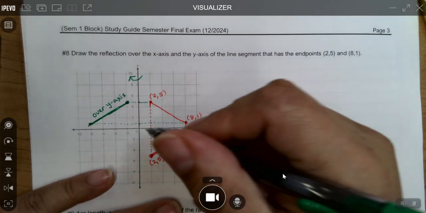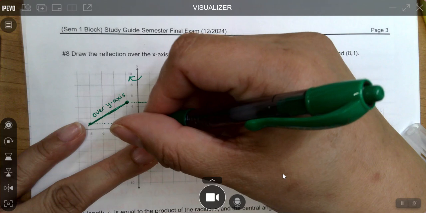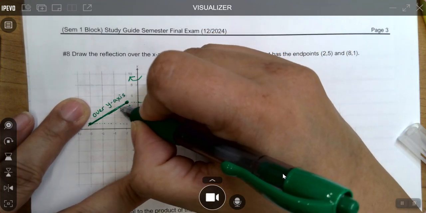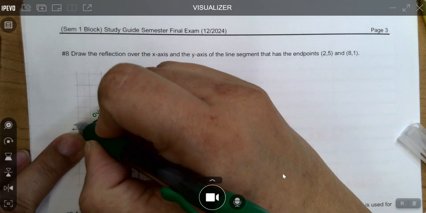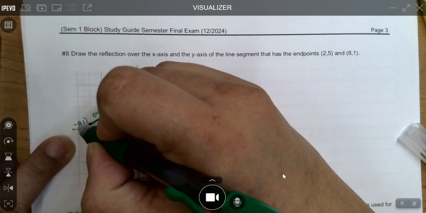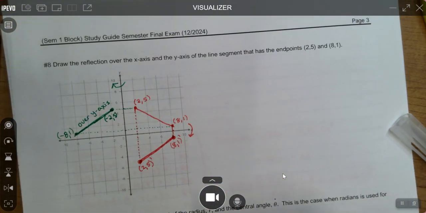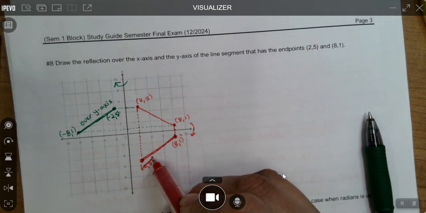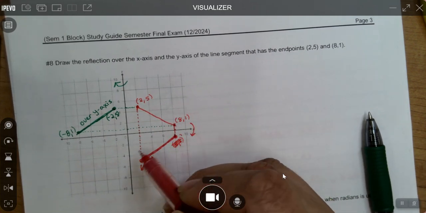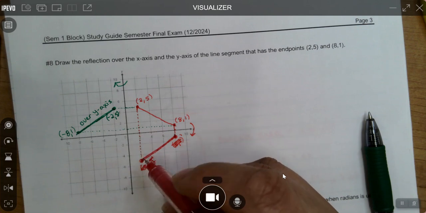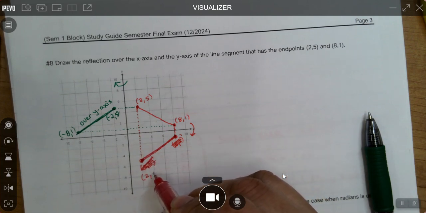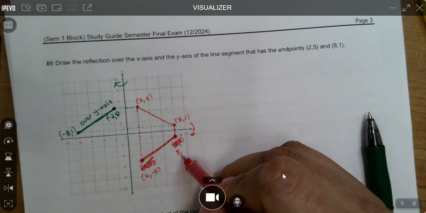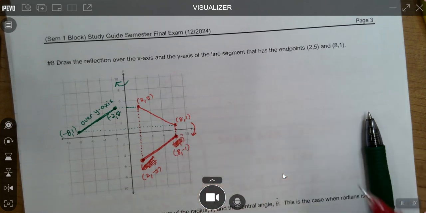And if they ask you for the ordered pairs, feel free to read them. -2, 5. -8, 1, and so on and so forth. I wrote these because I was looking at this and I was just thinking prime, but the correct ordered pair is 2, -5. And this one is 8, -1. So I'm sorry for the confusion earlier, okay?